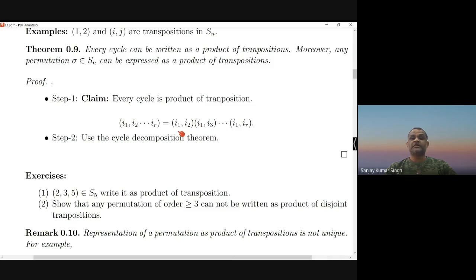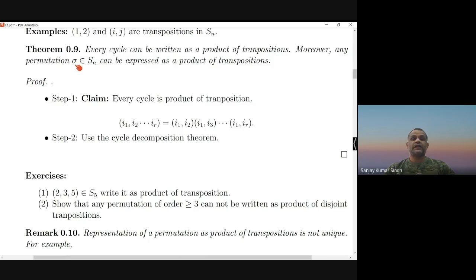Now check what the image of i1 is. So i1 is going to i2. Now check where i2 is going. i2 goes to i1 here, and here i1 goes to i3, and in other places it is fixed. So i2 is going to i3, and this is one way of writing a cycle as a product of transpositions. And what about in general?